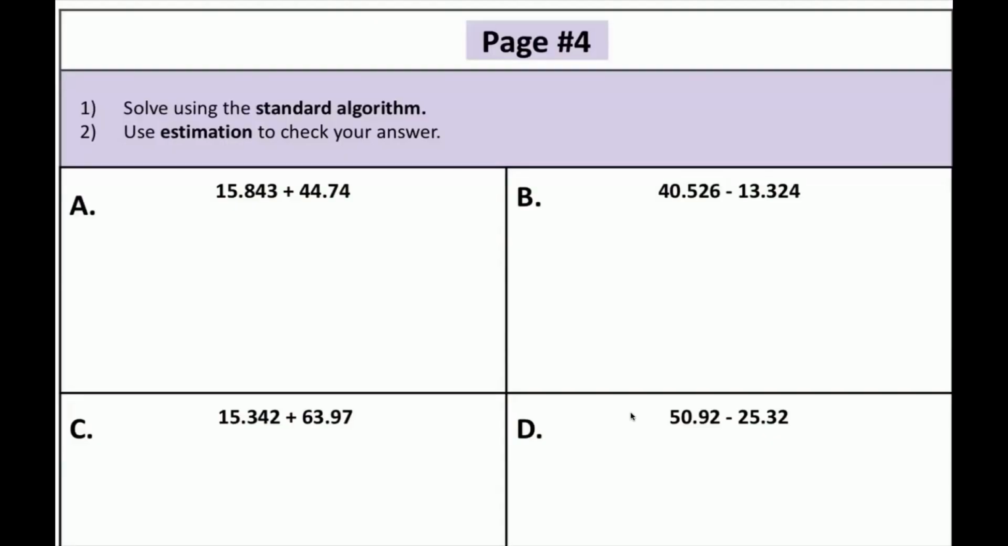Page 4 says, solve using the standard algorithm. Use estimation to check your answer. To make sure you're on the right track, please complete only problems A and B. Pause the video. Come back to the video once you're done A and B to check your work.